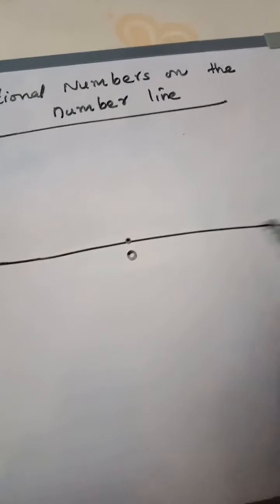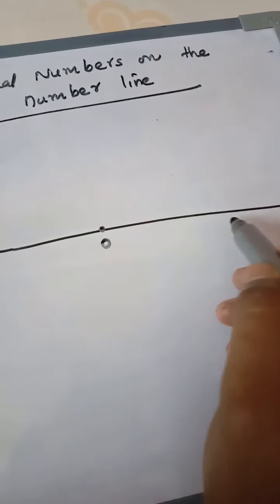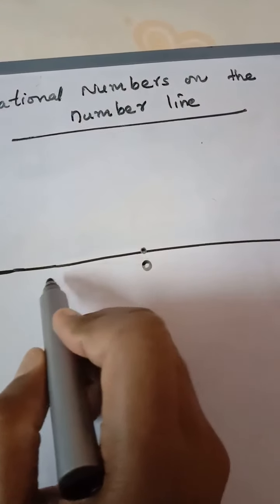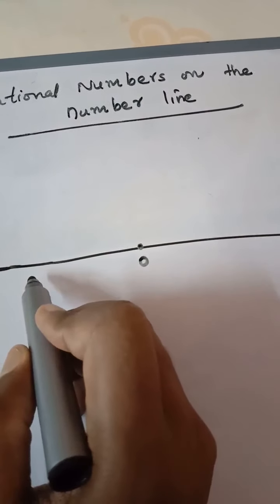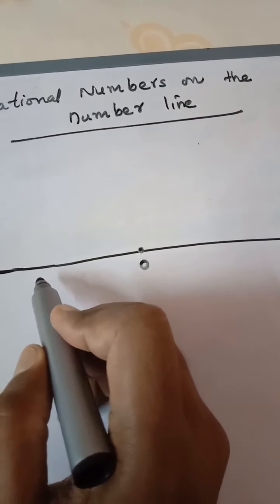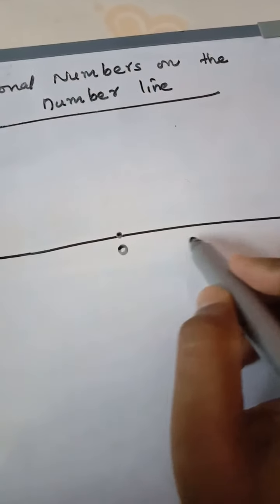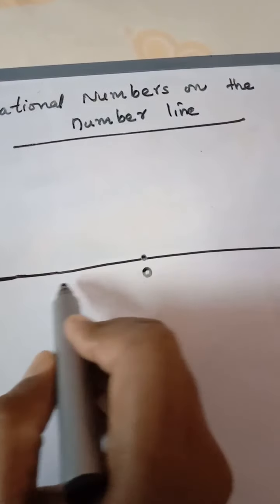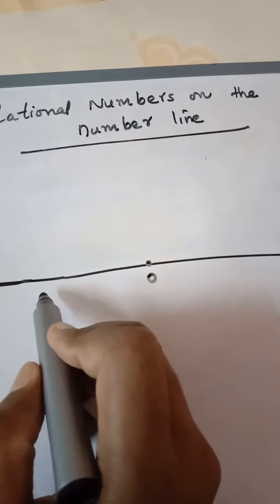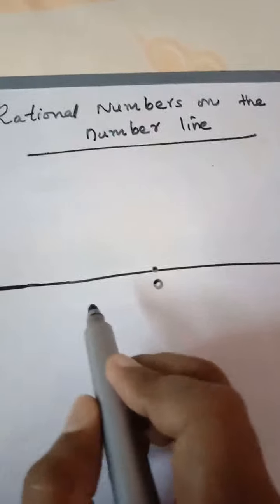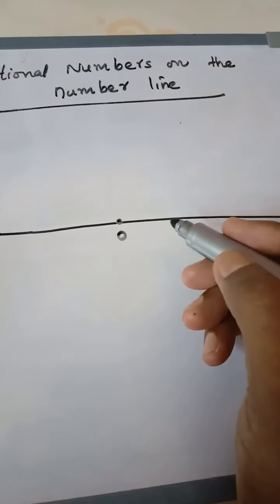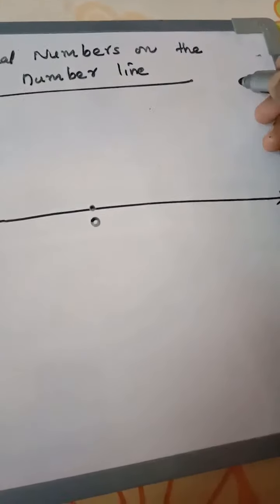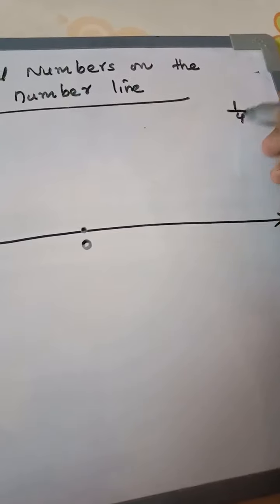And we know that the positive integers are taken on the right side of 0 and the negative integers are taken to the left of 0 on a number line. Same way, we can see that positive rational numbers are represented on the right side and negative rational numbers are represented on the left side of a number line. Now, we can represent rational numbers on the number line. For example, first one, we are going to take a rational number, say 1 upon 4.